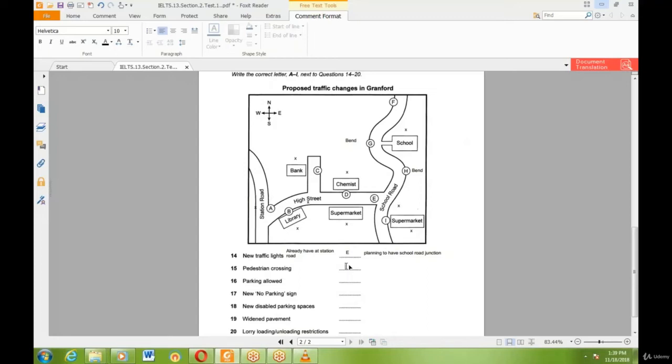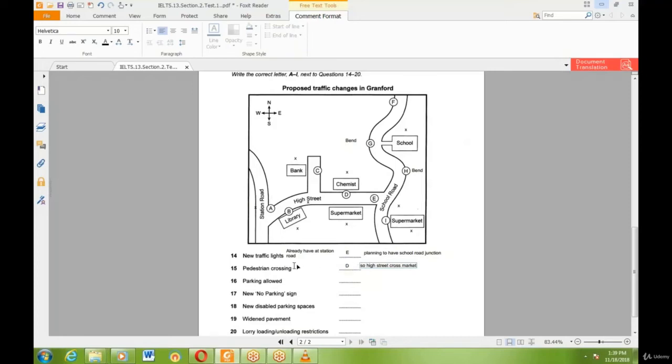All right. Number 15 is D. So they said high street, and they said across the market, right? Across from the market. So the answer is D.